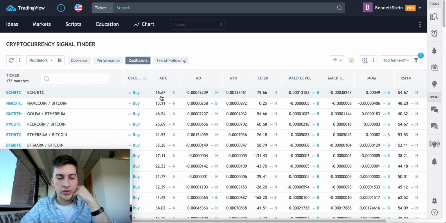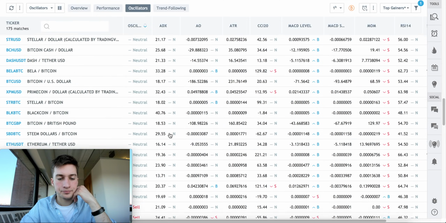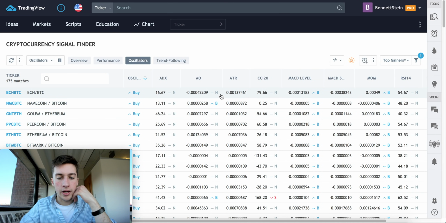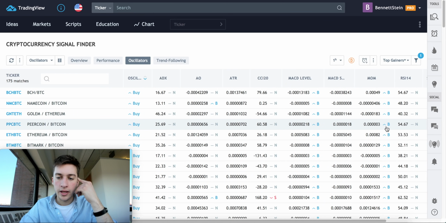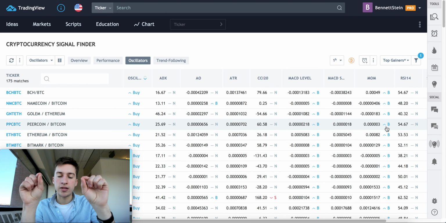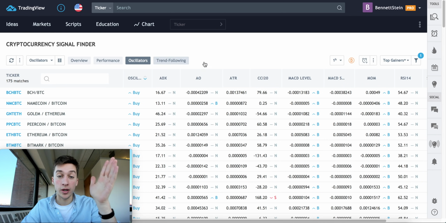ADX looks pretty neutral, as you can see. My video on DMI covers ADX, and here it looks like a good one. You can scroll down to see others as well. The awesome oscillator, average true range, CCI, MACD, momentum, RSI, all of these. It'll tell you all those values, and it rates each of them as a buy or sell, and then it aggregates them to give you an oscillator overall rating, which is super helpful.